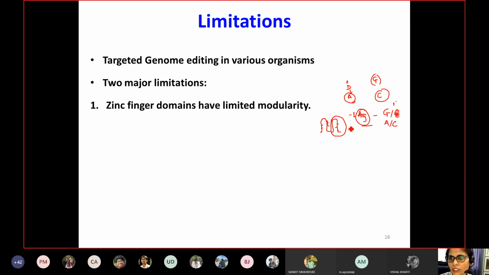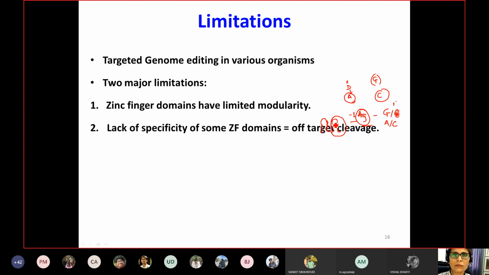So if you have certain residues at some position, that will give you a very limited scenario to change the second finger domain, and that limits many times the positioning of this DNA binding protein at the particular site. Now, the second limitation is the lack of specificity.